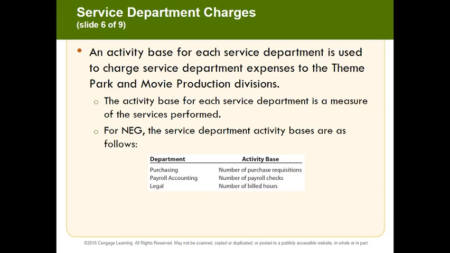An activity base for each service department is used to charge service department expenses to the theme park and the movie production divisions. The activity base for each service department is a measure of the services that were performed. So for NEG, the service department activity bases for purchasing are number of purchase requisitions. For payroll, number of payroll checks. And for legal, the number of billed hours. So they're breaking it apart by division based on these specific activity bases.